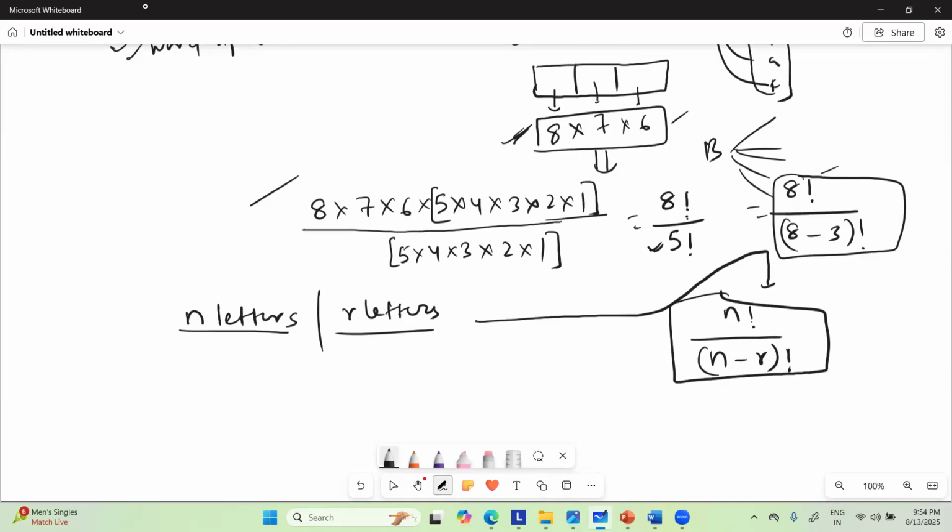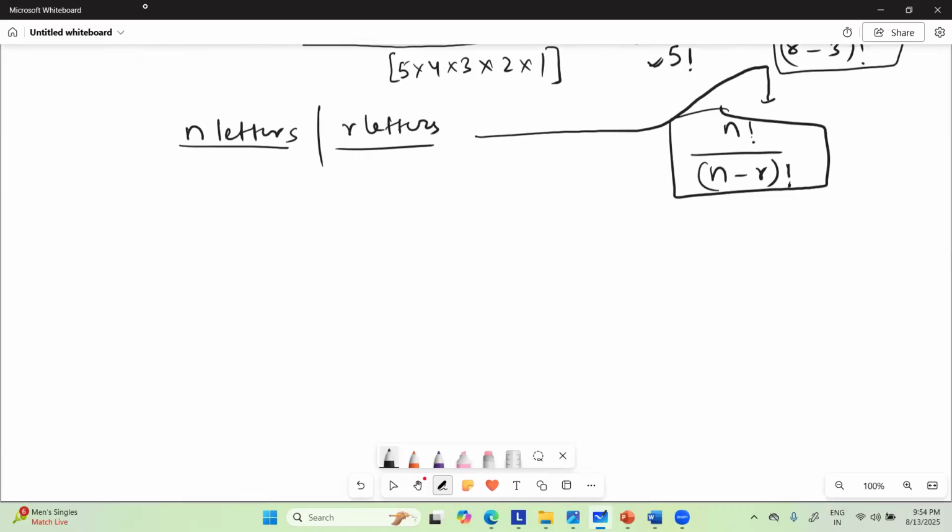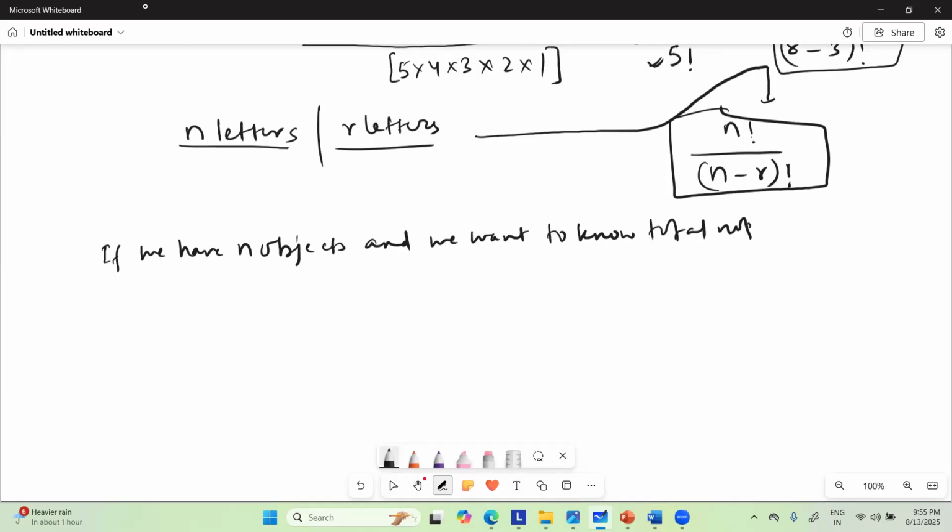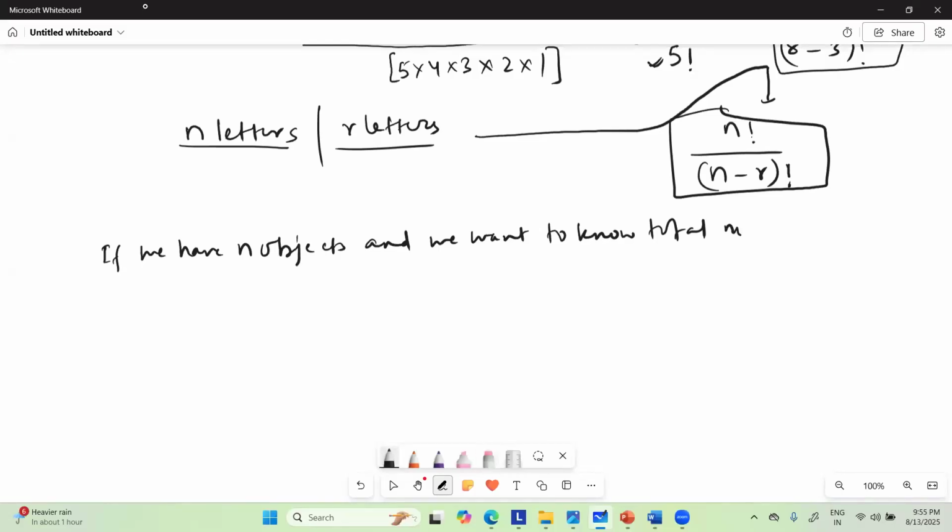And let's remove the words and letters here. Let me introduce a very simple mathematical term: if we have n objects and we want to know the total number of arrangements of those n objects taking r at a time.